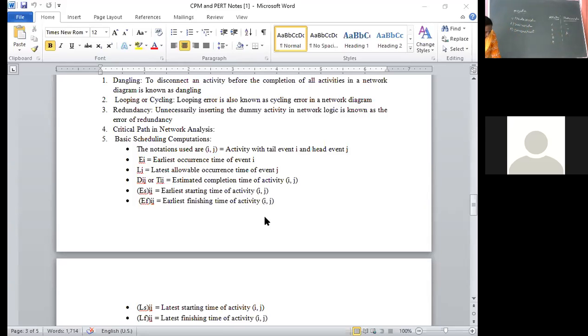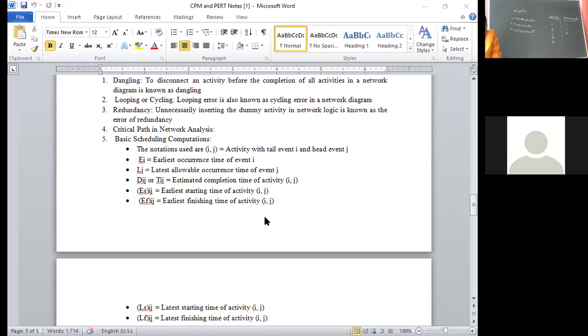Next, the activity which starts immediately after the completion of an activity under consideration is called a successor activity. The third one is the activities which can be carried out concurrently, called concurrent activities. We will discuss this while drawing the network diagram.